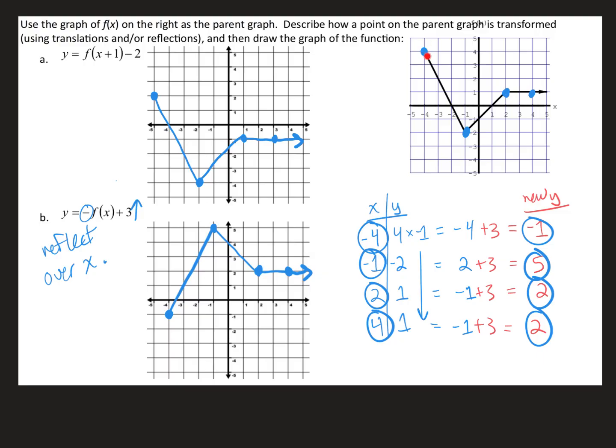This point went from above to below and then got shifted up 3. This point went from below to above and then got shifted up 3, above to below and got shifted up 3. Same thing with this point here. And we have the transformed parent function.